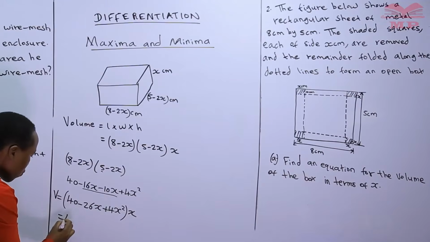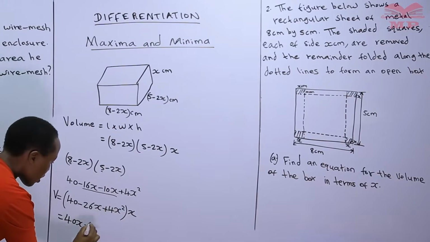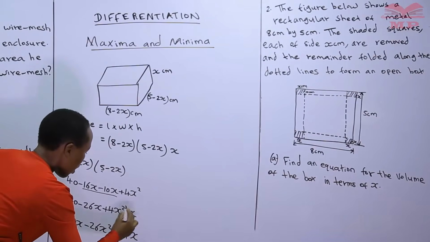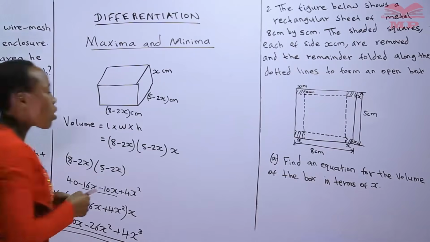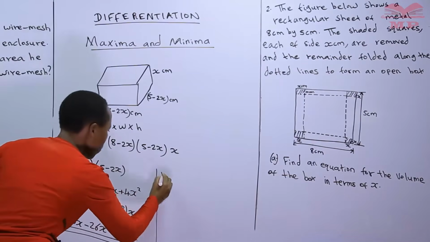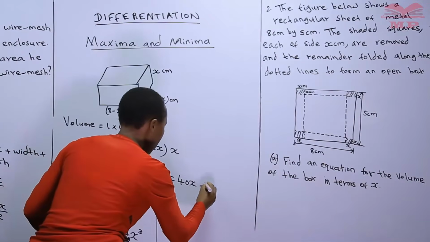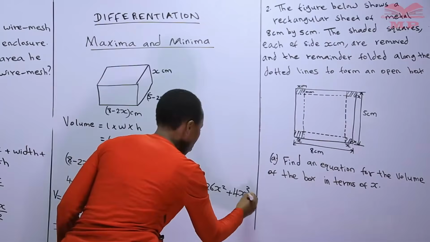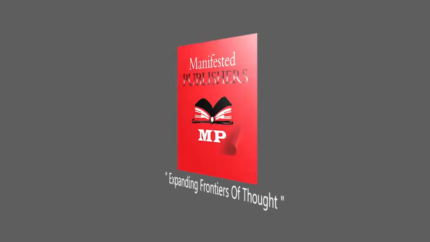Therefore, our volume will be 40x minus 26x times x, that is 26x squared, then plus 4x squared times x, that is 4x cubed. So that will give us the equation for the volume of the box in terms of x. So the volume, therefore, is equal to 40x minus 26x squared plus 4x cubed. So that is the equation for the volume.